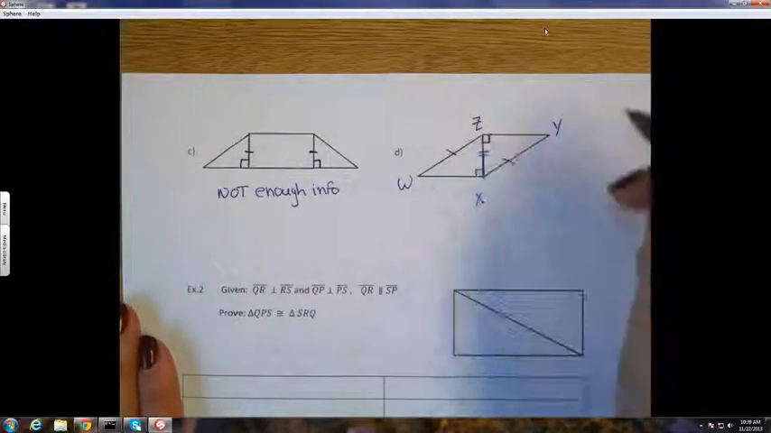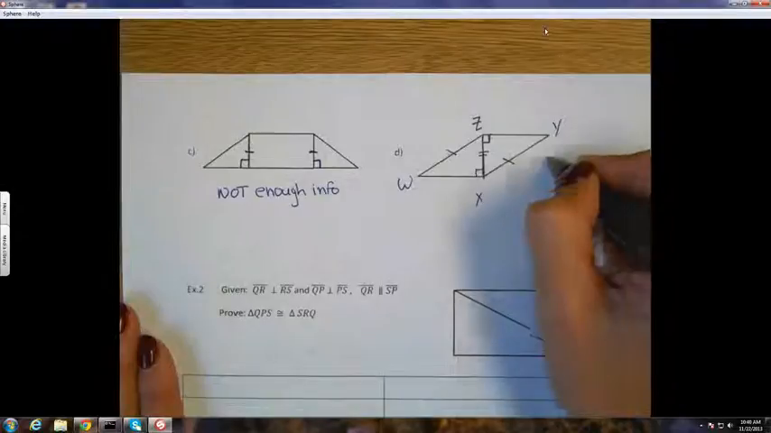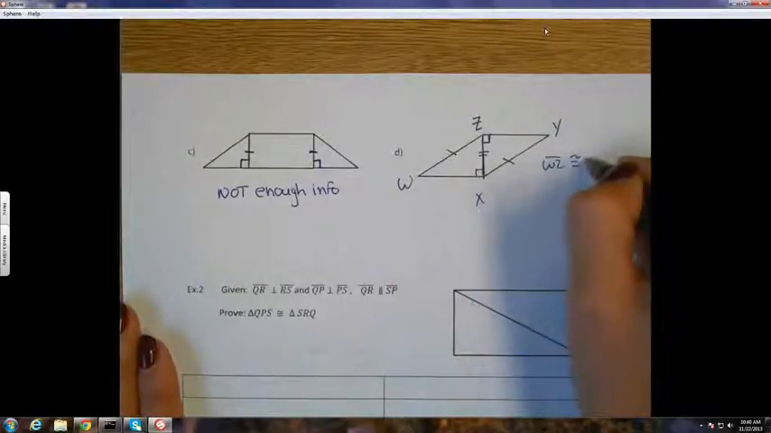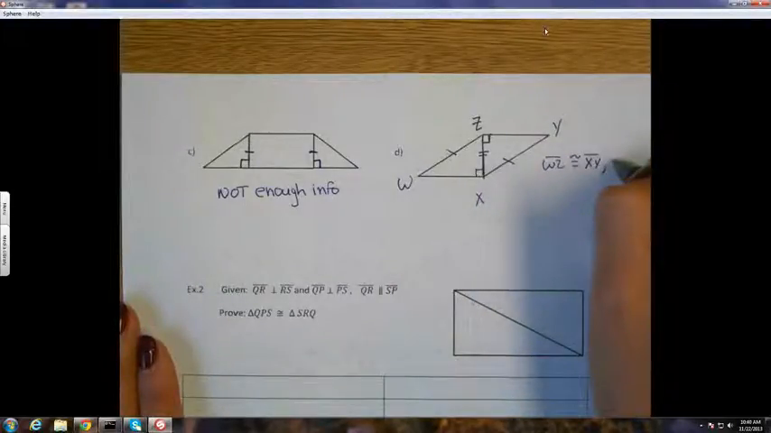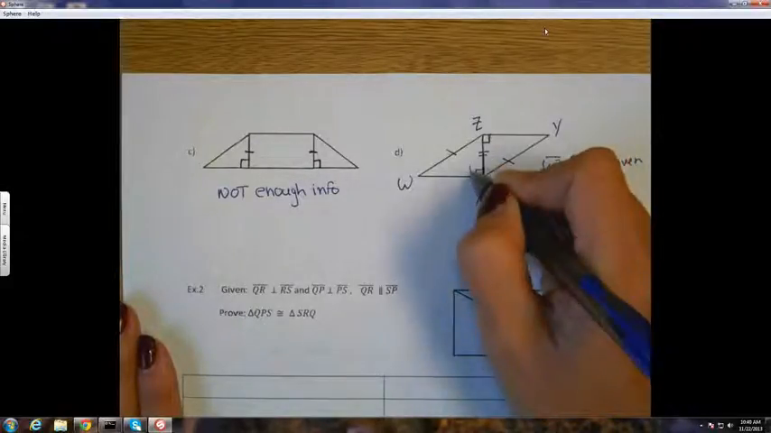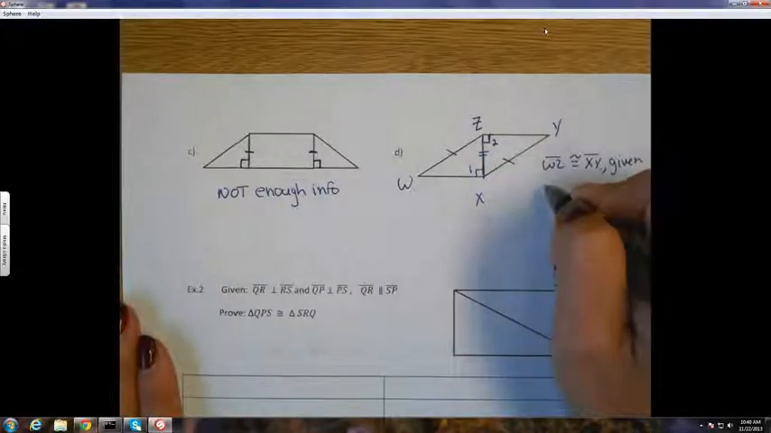Alright, so let's go. We had WZ congruent to XY, that was given. I'll put a little 1 and 2 by X and Z. Why is angle 1 congruent to angle 2? Given.